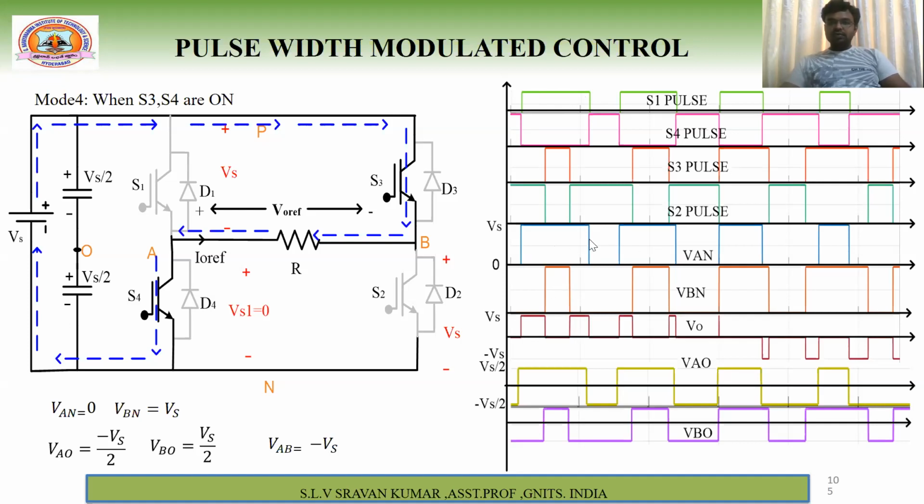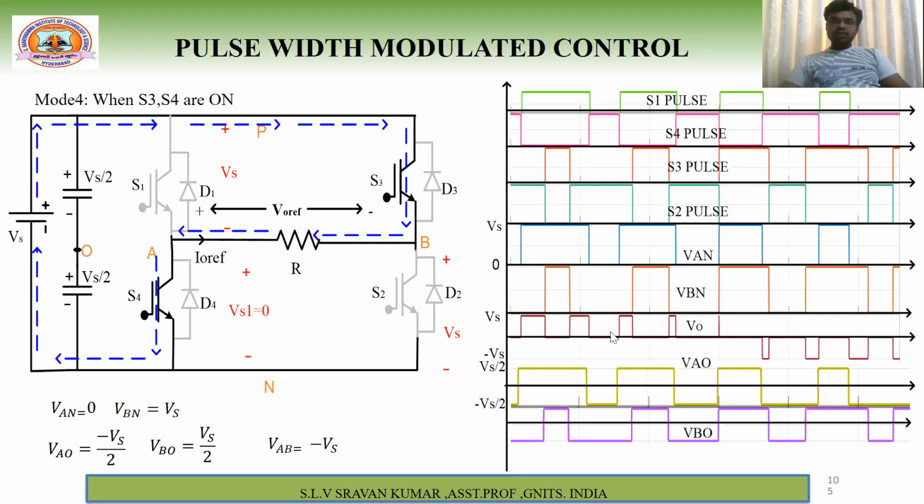Otherwise, you can see this is VAN, this is VBN, right? When you have VAN and VBN, how do you get the output voltage V0? VAN minus VBN. So here VAN minus 0, you will get the pulse. But here what happens? VAN minus again this VBN. This is VS, this is also VS. So VS minus VS is 0. Now again here what happens? VS minus 0, now you will get the output voltage. So like this, for this pulse also, we are getting these two pulses.